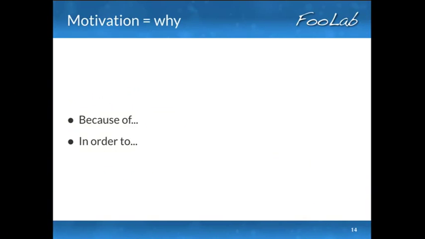So every person has something different that motivates them, that they enjoy doing. So they do things. Basically, motivation is the why. Why am I doing it? Because of something, or in order to achieve something. So why am I doing this? Well, "because of" is usually a consequence. So I'm doing my taxes because otherwise I'll get a penalty and people will come and take my TV or my computer or my car.